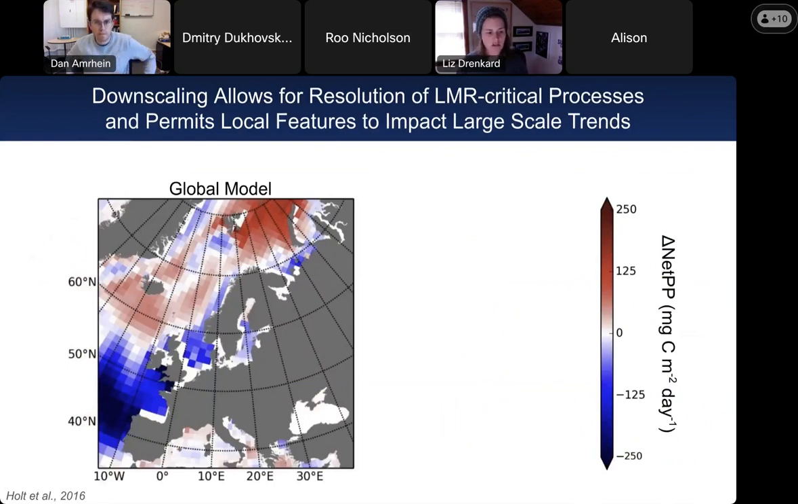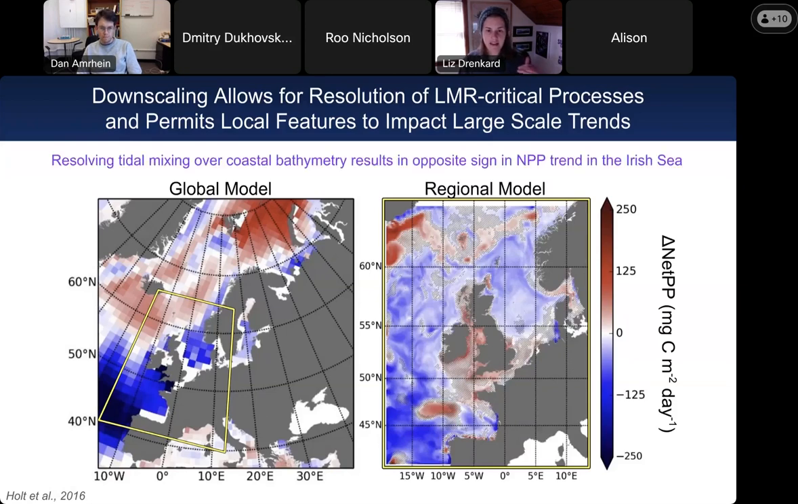This is an example using Jason Holt's 2016 paper, where we're looking at the Irish Sea in Europe. With the global model, what we can gain by increasing that resolution is not just the features, but we can also end up with entirely different changes. This is a climate change projection, and the global model shows a decrease in overall productivity. But when you bring in aspects such as the tides and the really diverse bathymetry in this region, it actually changes the entire trend. The sign of that trend goes to increasing around that particular yellow outlined region.